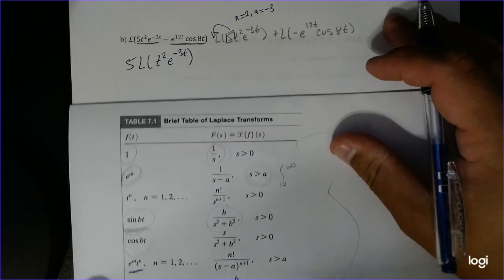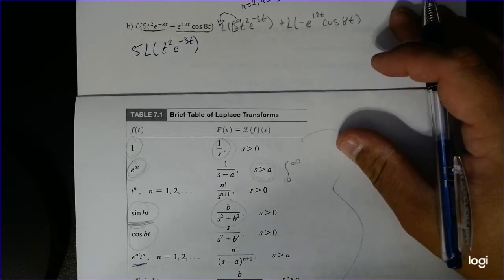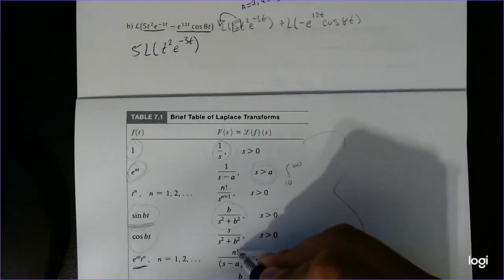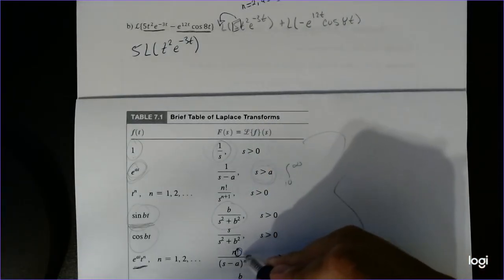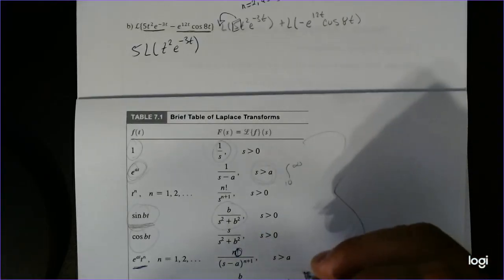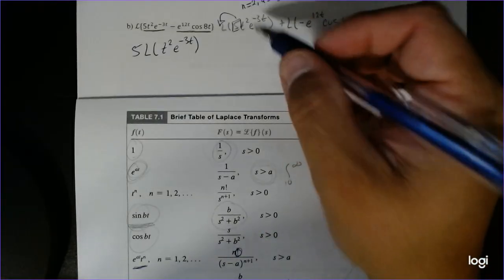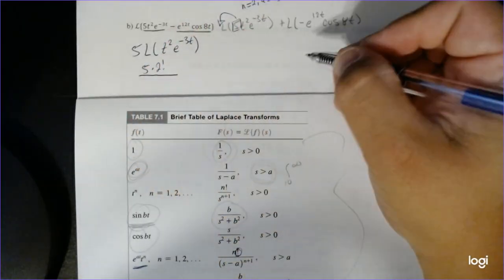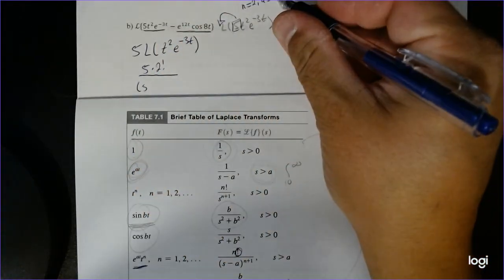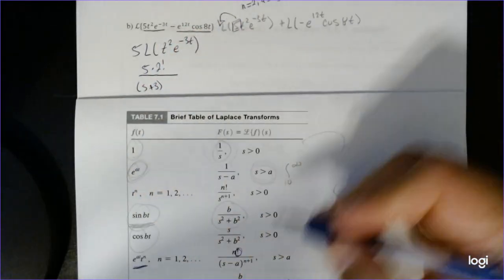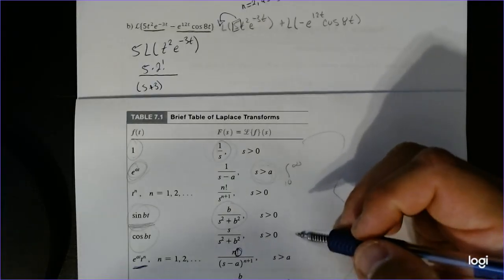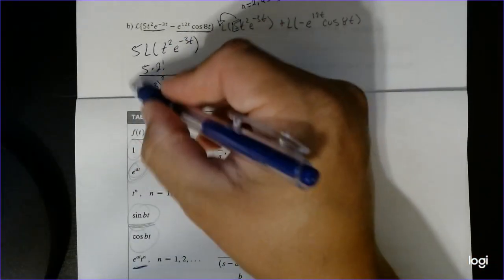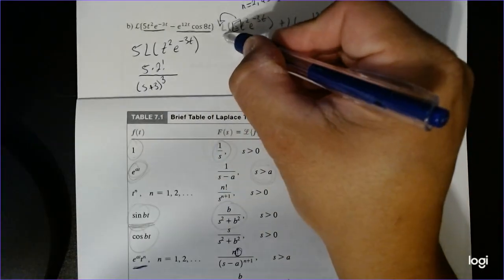All right, so if we just follow our template. Now, just in case you guys forgot, this is a factorial, right? So it's that number times everything before it. Or you could just leave it as a factorial. It's perfectly fine. So in this case, it's going to be 5 times n factorial, so 2 factorial, which is basically just 2, all over s minus a, so that gives you s plus 3, raised to the n plus 1 power, which is 3. So this is the Laplace transformation of this part there.